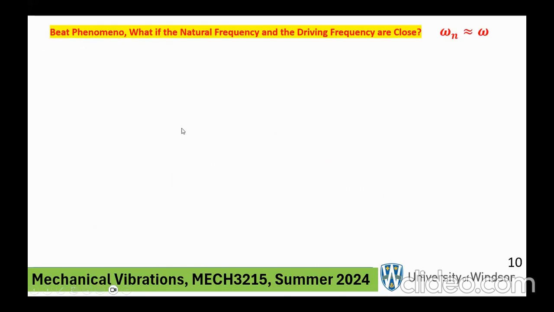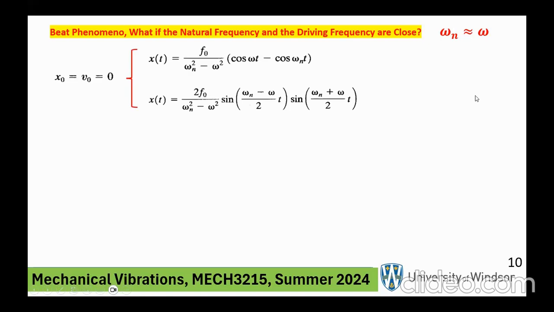All right. So now we're going to discuss the case where omega n and omega are close to each other. Not necessarily equal to each other, but close to each other. So, let's see. To explain this, let's assume once again that the initial position and initial velocity are 0. In other words, this starts from equilibrium position with no initial velocity, and the force is acting on it, and it's going back and forth.